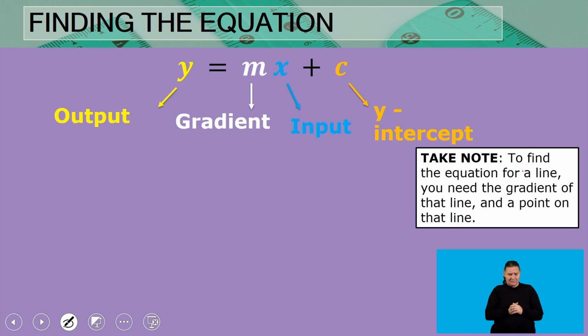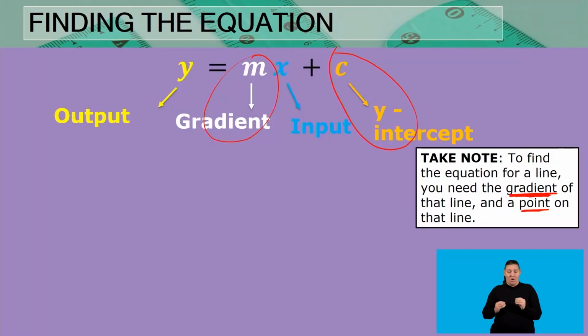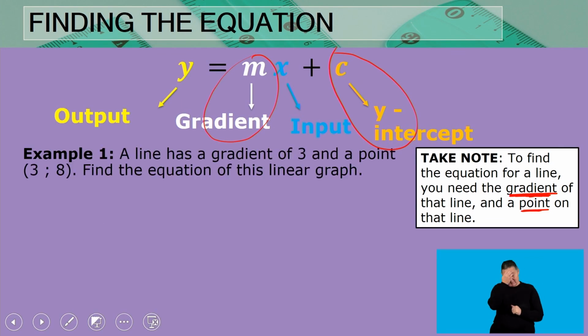So take note that to find the equation for a line, you need the gradient of a line and a point on that line. Now the point is to help us find the y-intercept. So you really just need the gradient and the y-intercept, because once you have the gradient and the y-intercept, then your equation will be complete. So here's an example where we have a line that has a gradient of 3 and a point (3, 8). Find the equation of this linear graph.